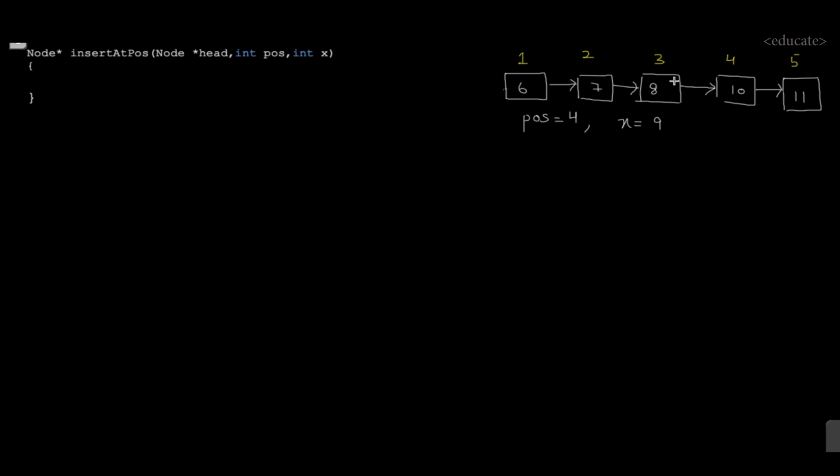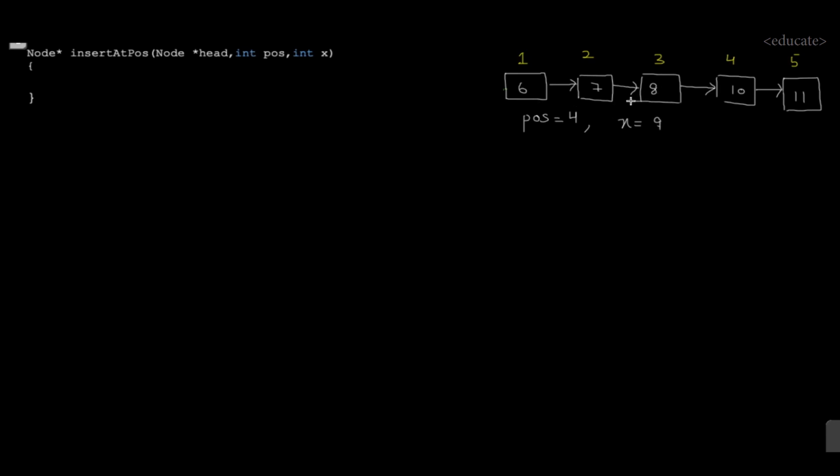Here you are given a linked list of size 5. You have to insert element x equals 9 at position equals 4. So basically you have to insert it between 8 and 10. To insert an element between 8 and 10, you have to get hold of this node 8, as 8's next will point to 9 only. So how can you get it?